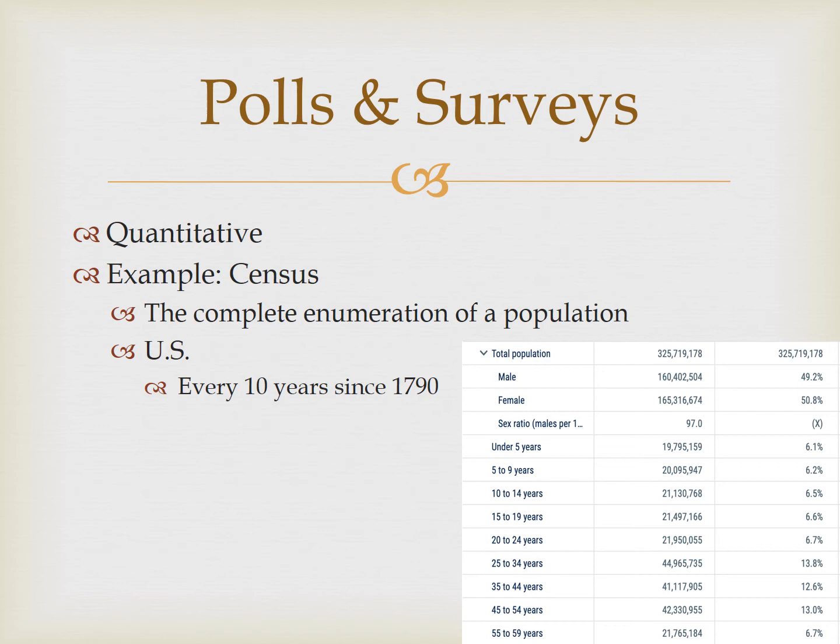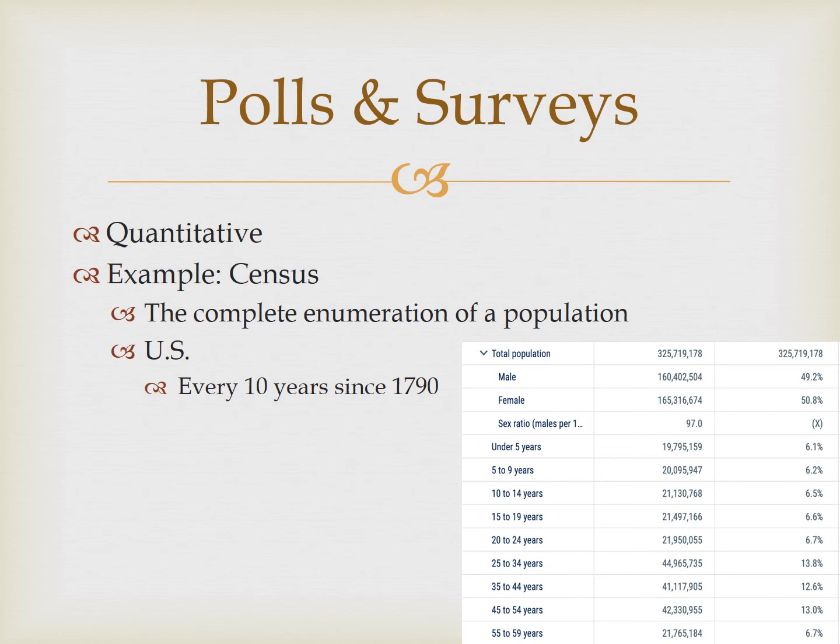A census is the complete enumeration or count of a population. And the US Census collects data, particularly about the number of residents and their respective ages, every 10 years since 1790. But beyond the once a decade count, the US Census Bureau, along with other polling services, will look at other types of quantitative data.